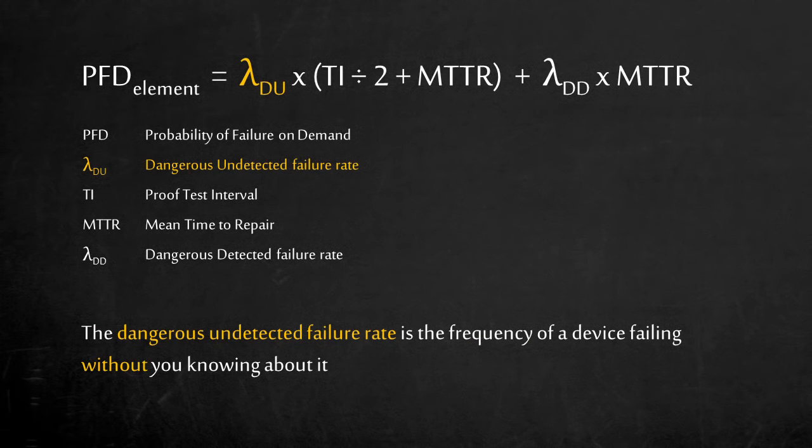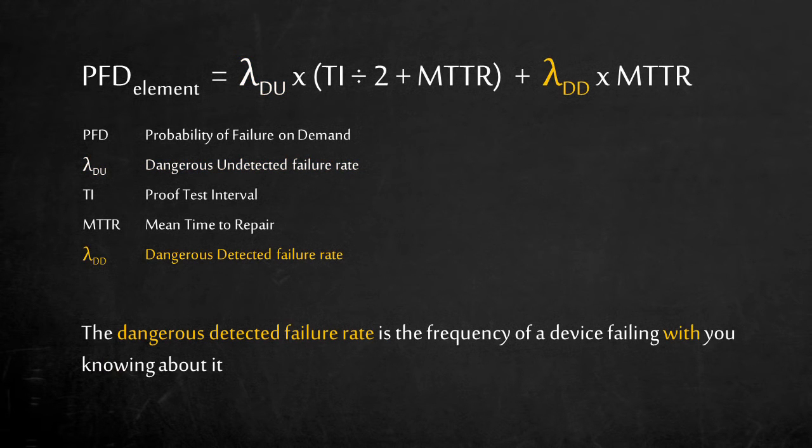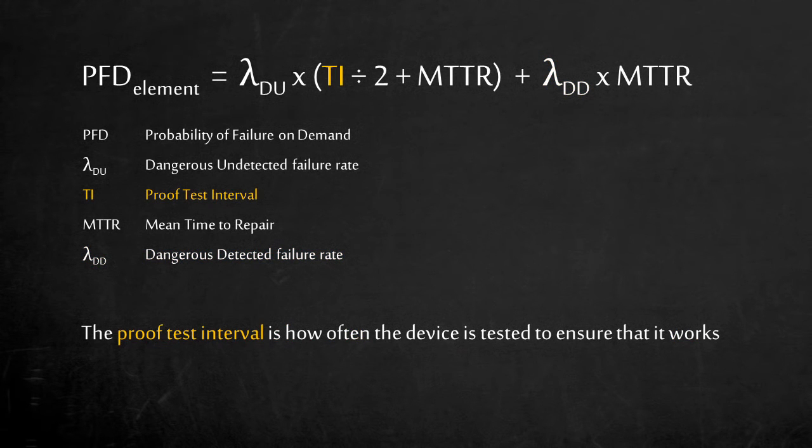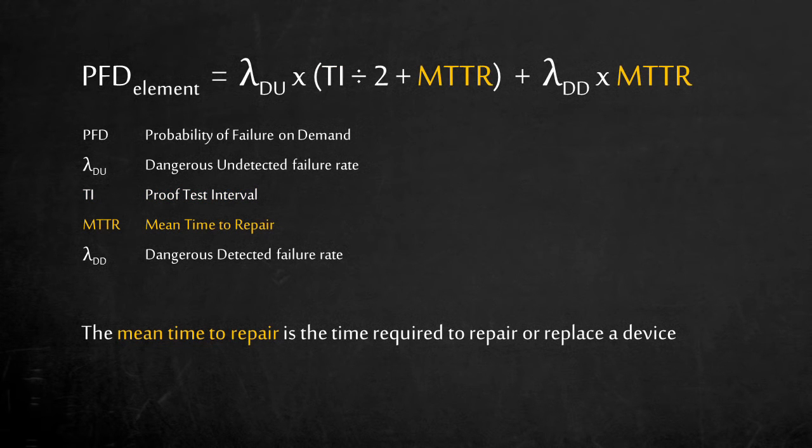To perform the calculation, you will need to understand each variable. The dangerous undetected failure rate is the frequency of a device failing without you knowing about it. It is a hidden failure rate. The dangerous detected failure rate is the frequency of a device failing with diagnostics to alert you of a fault in the system. The proof test interval is how often the device is tested to ensure that it works. The mean time to repair is the time required to repair or replace a device.